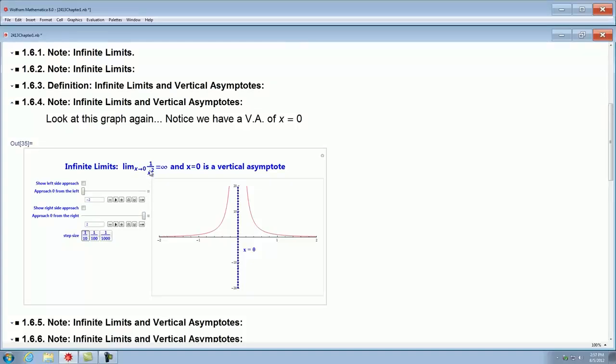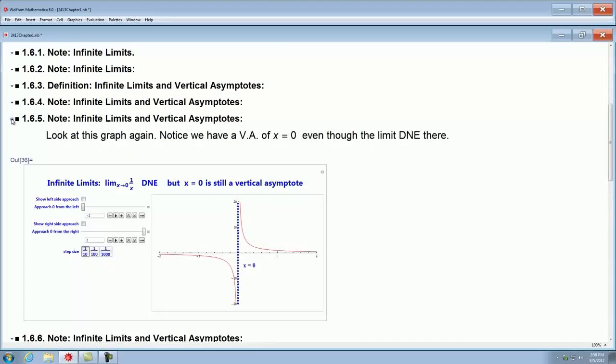Here, again, it's the 1 over x squared. We knew that that limit was infinity. X equals 0 is a vertical asymptote because as we approach 0, from the left or from the right, we get infinity as an answer. So this dotted line is our vertical asymptote, x equals 0. Again, on 1 over x, as we approach 0, we said the limit doesn't exist, but x equals 0 is still a vertical asymptote because as we proceed to go from the left, we get negative infinity. That's enough right there to say vertical asymptote, but we also have from the right positive infinity, so x equals 0 will be a vertical asymptote for this function also.